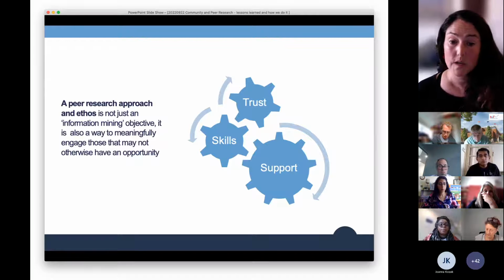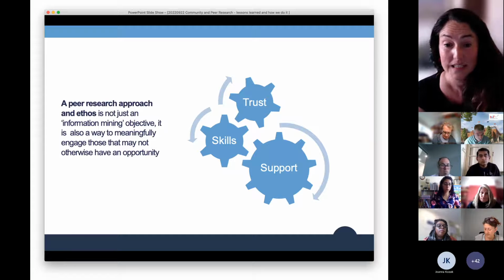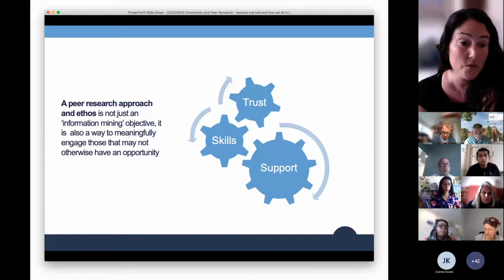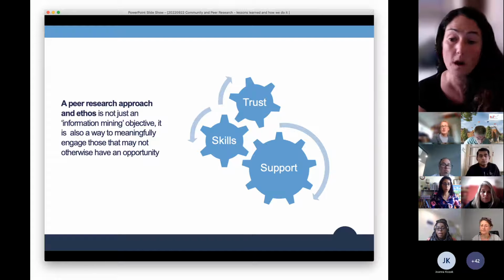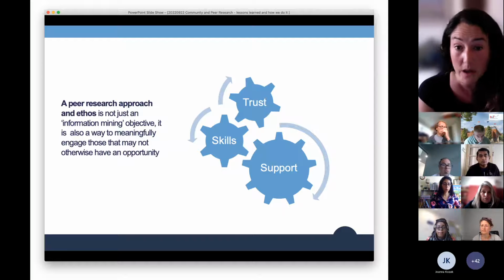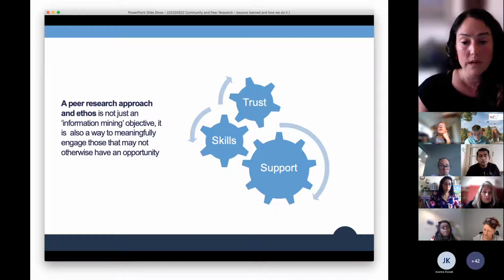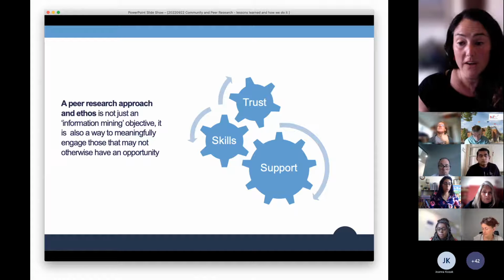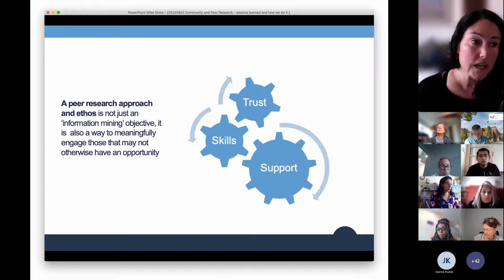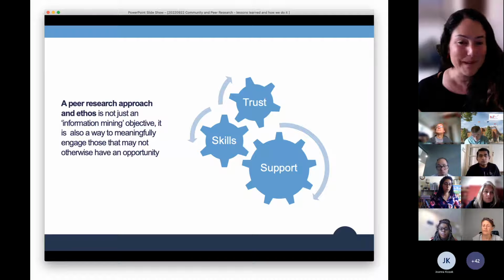So within that, the really important gears that make that work are about building relationships of trust, supporting people to build skills. So not just the skills that we want them to have to do the job we need them to do, but their skills more widely, and to support them to be involved how they want to be involved, and to support people and realise that people have their own lives. And often community and peer researchers might not have previous experiences or educational experiences, or they might also, as we all are, be managing our own lives. And sometimes those might be tricky in lots of ways.